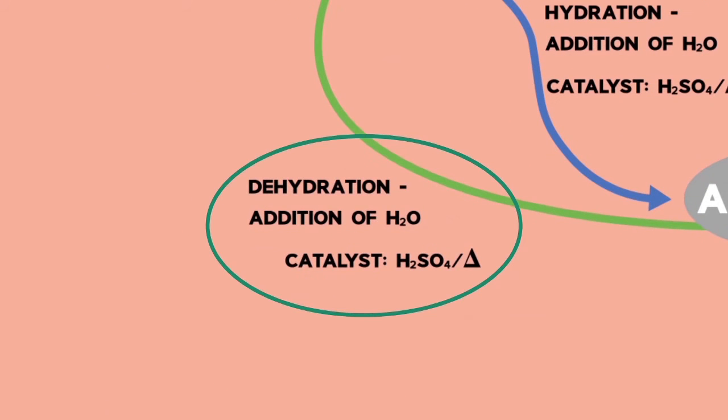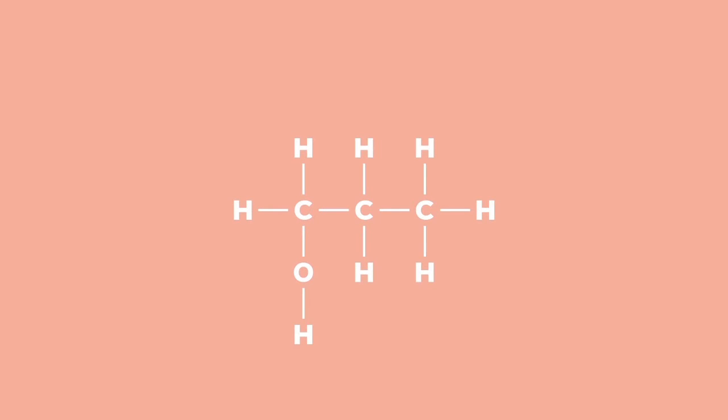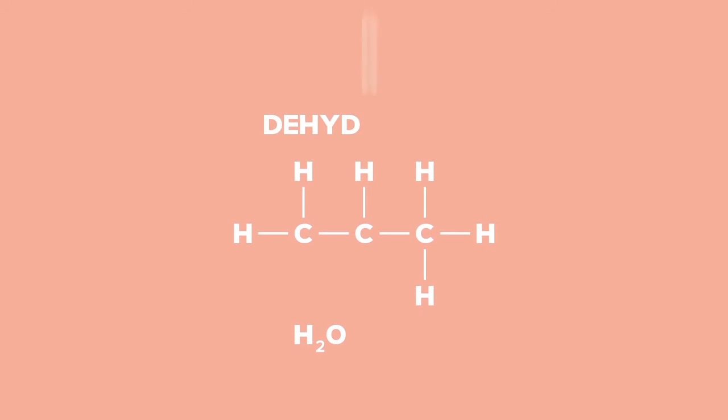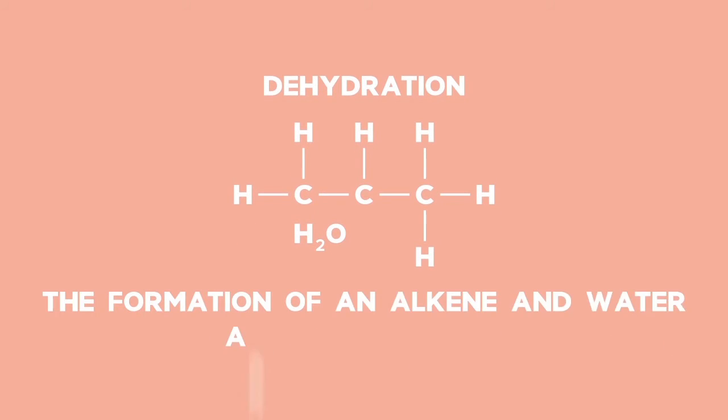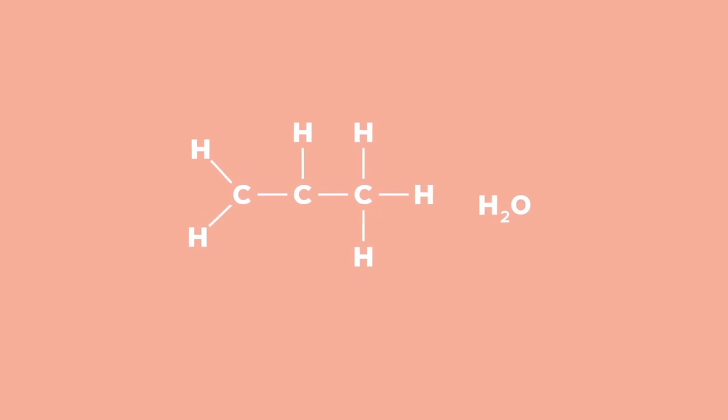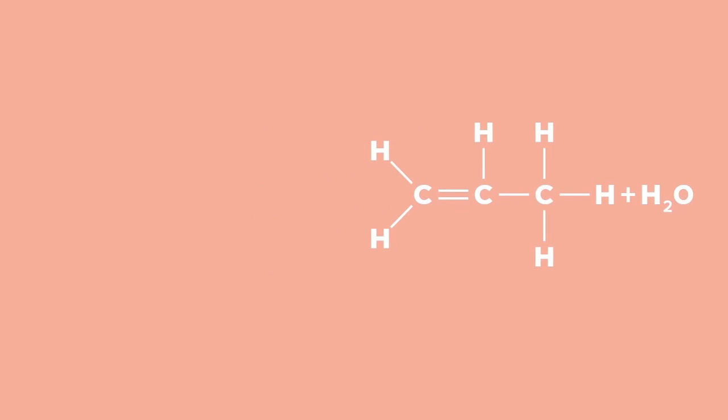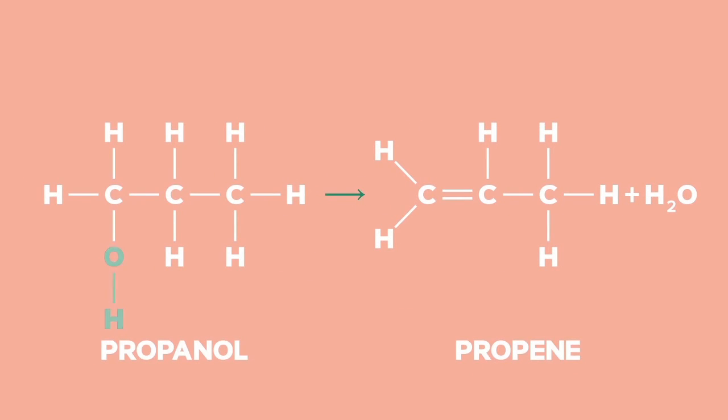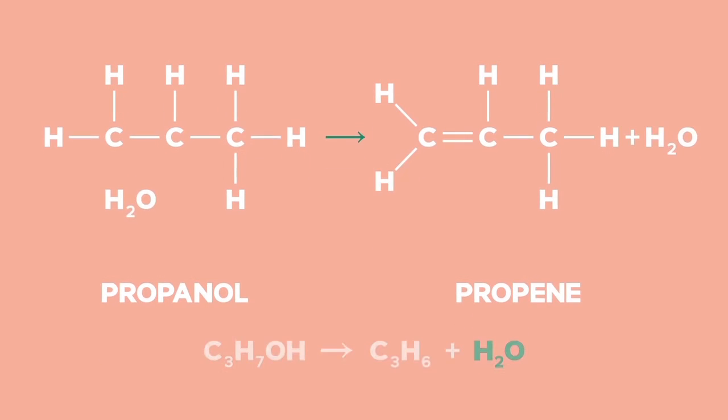The second type of elimination reaction is the elimination of water from alcohol. This reaction is called dehydration. And the result is the formation of an alkene and water as a byproduct. If we look at the dehydration of butan-2-ol, the hydroxyl group and a hydrogen on an adjacent carbon are eliminated.